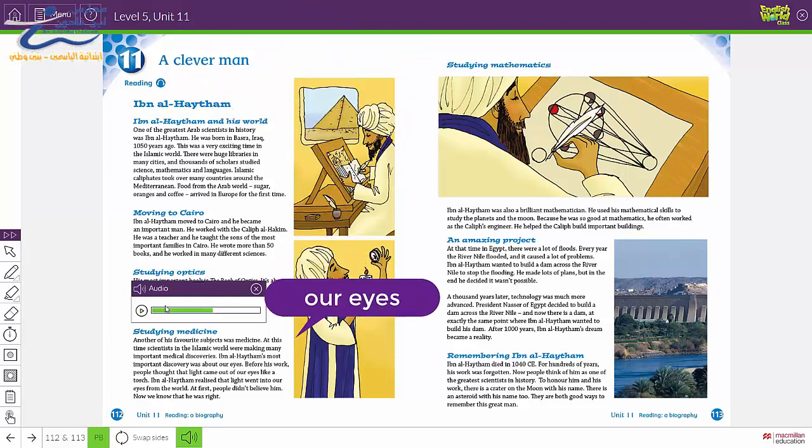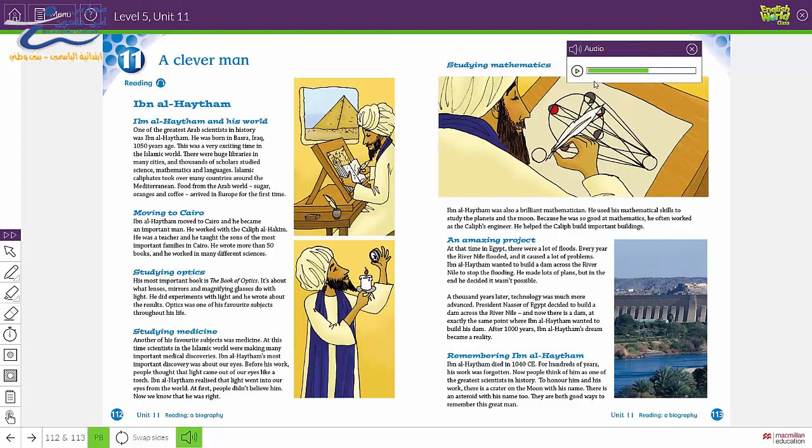Great. Our eyes. Question number 2. Did people believe him at first? Great. No, they didn't. Now let's move to the next page, page number 113.